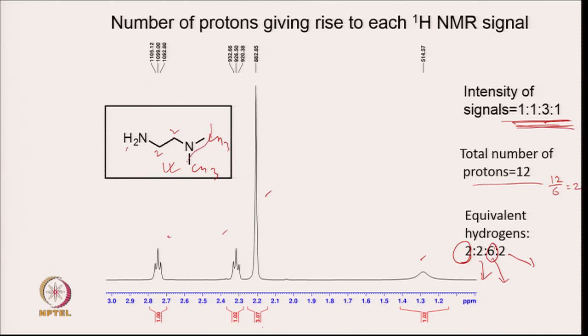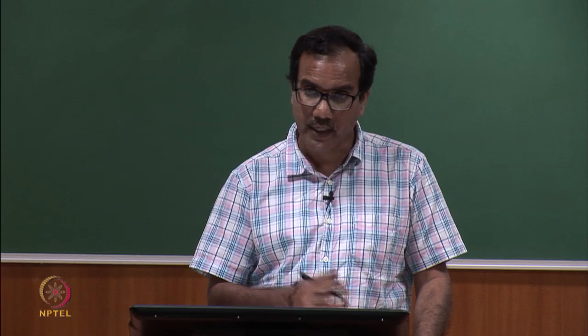So, certainly you will be able to assign this peak to these 6 protons, because this is almost thrice of the other peaks, and the others can be assigned based on the chemical shift.